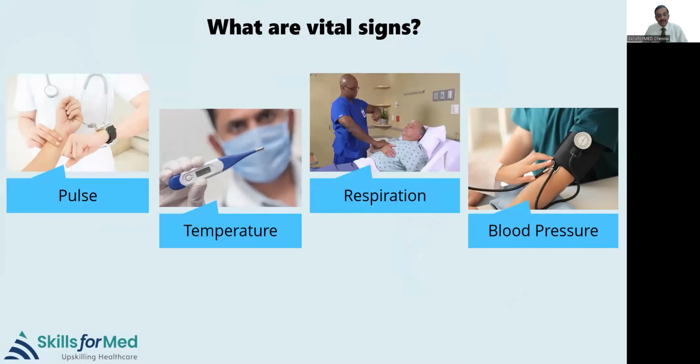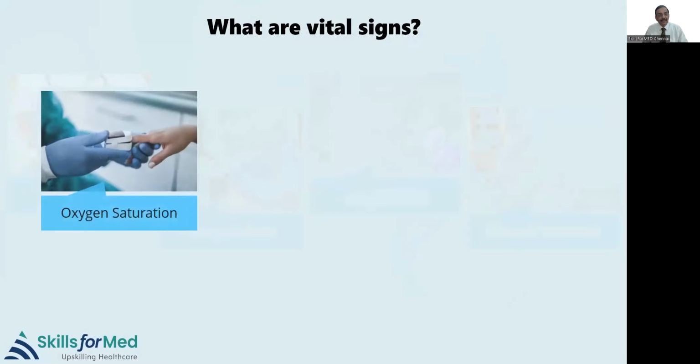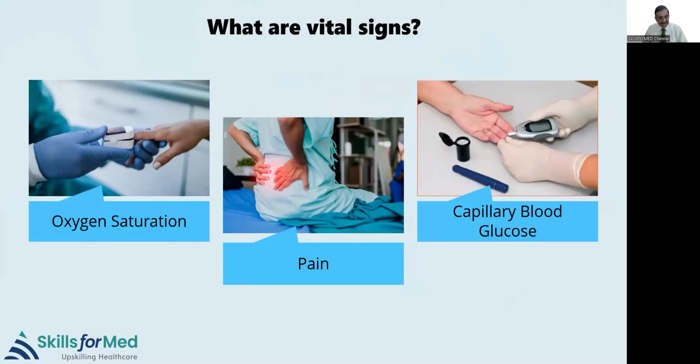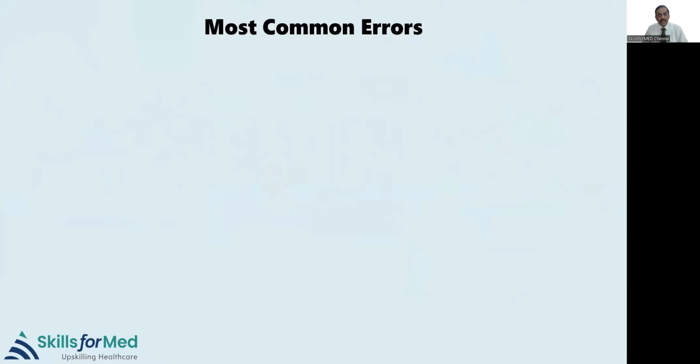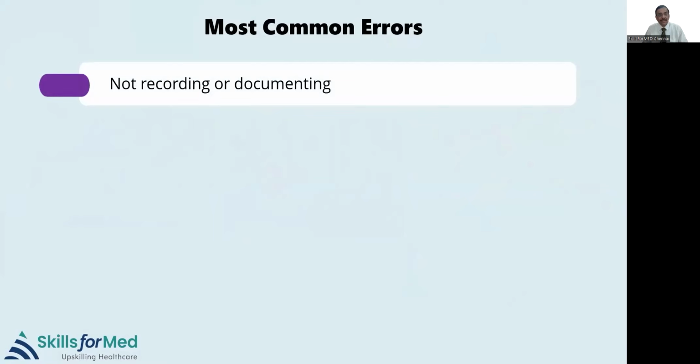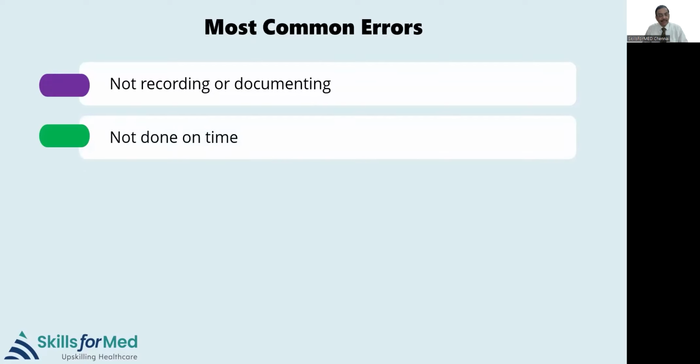So vital signs, as you all know, are the pulse, temperature, respiration, and blood pressure. These, as I said, are the traditional vital signs. But we also have oxygen saturation, and assessment of pain and the capillary blood glucose. We also will deal with these in this webinar. So what are the most common errors that happen during vital signs measurement? One is not recording or documenting. Now, missing to do vital signs is, of course, a very common error. Not done on time is again another error.